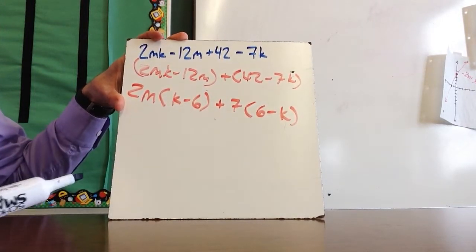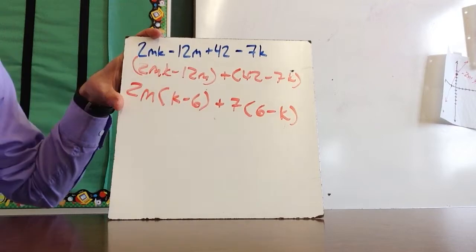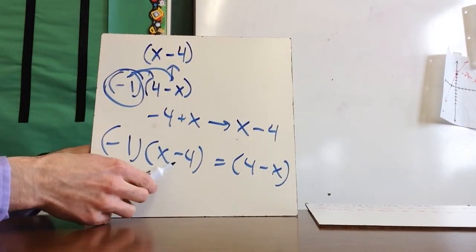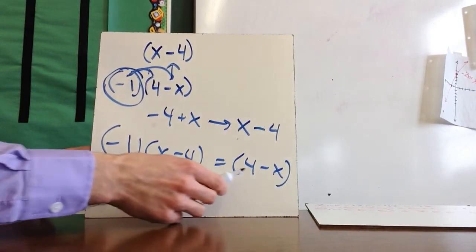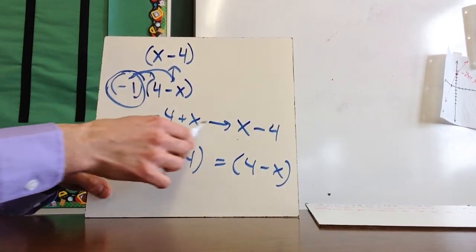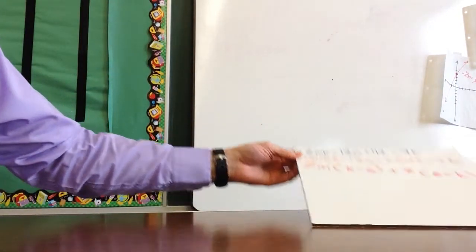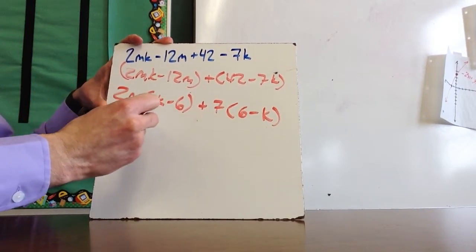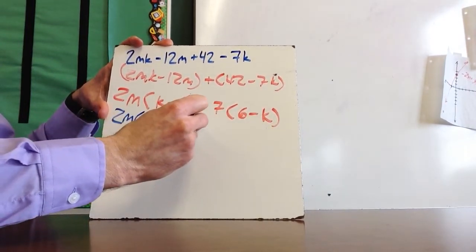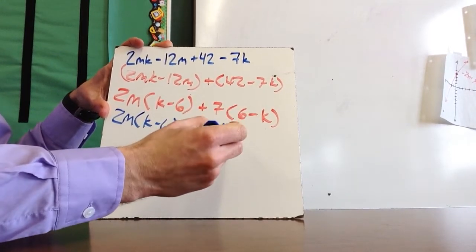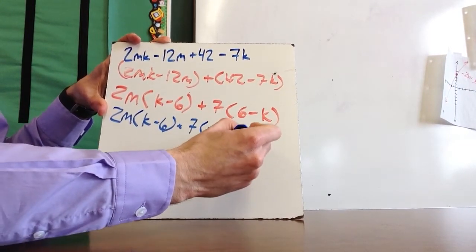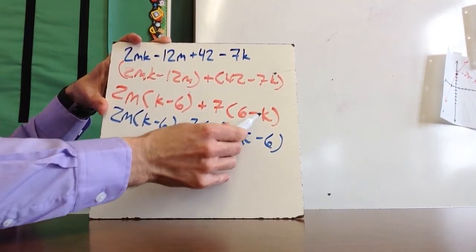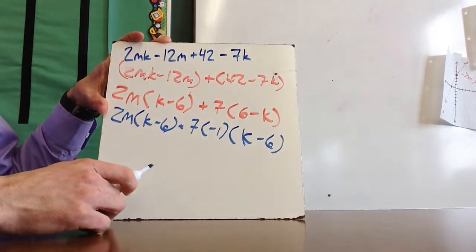Now, the question is, how can I get these two to look the same? So what I'm going to end up doing is using this trick. Right, I'm going to multiply negative 1 to that second one, I'm going to be able to flip it, so that really I'm going to multiply negative 1 to this so I can flip it and turn it into that. So I'm going to leave this first part the same. But then I'm going to take the 7, I'm going to multiply negative 1 times 6 minus k, and that will flip this around to make it k minus 6. Right? So this is negative k. When I distribute, this becomes negative k, and this becomes positive 6.